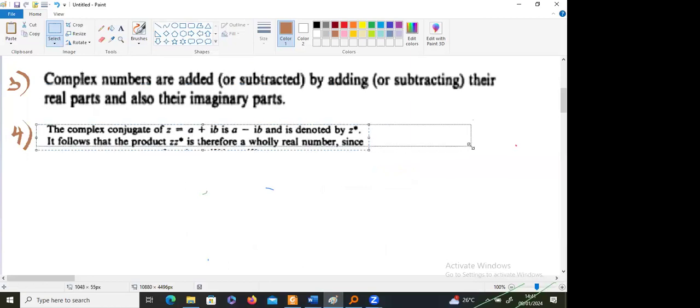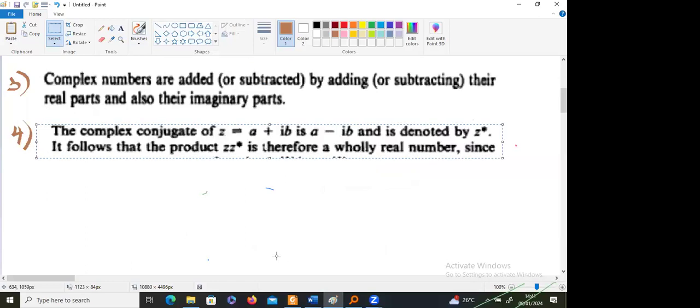Someone who is ready to read for us, please. The complex conjugate of Z, equal to A plus IB, is A minus IB and is denoted by Z star. It follows that the product of Z times Z star is therefore a wholly real number since... Sorry, I picked that line up to there.